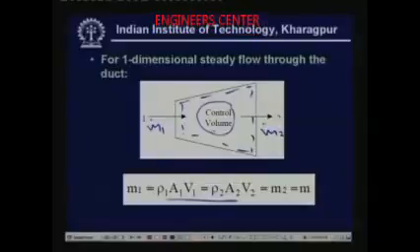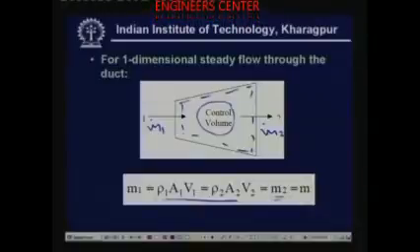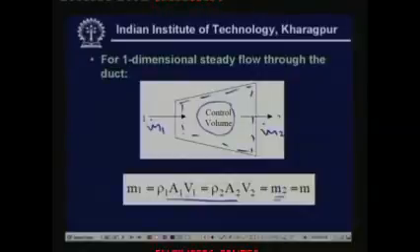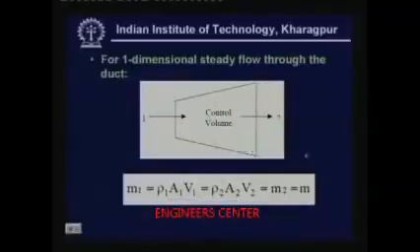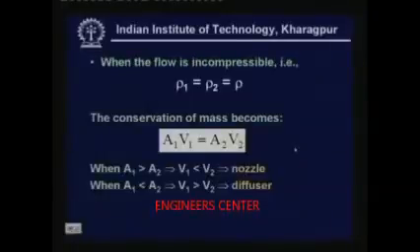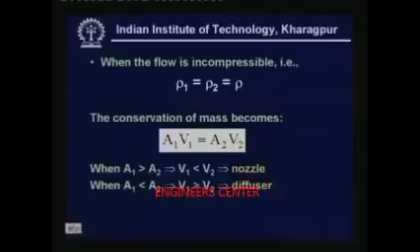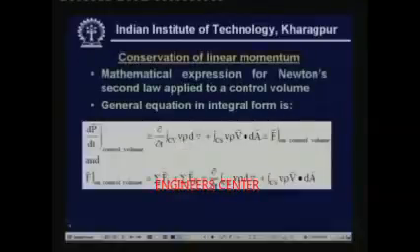The rate at which mass is entering into the control volume is equal to the rate at which mass is leaving the control volume, and the rate at which mass is entering the control volume can be written as a product of density rho 1, cross sectional area A1 at the inlet, and velocity V1 at the inlet. Similarly, at the outlet you can write the mass flow rate out of the control volume as rho 2 into A2 into V2. So this is the simple one dimensional steady flow equation when you apply it to any duct. Now if the density is constant, that means when rho 1 is rho 2 is rho, then you get a conservation of mass in a very simple form as A1 V1 is equal to A2 V2.